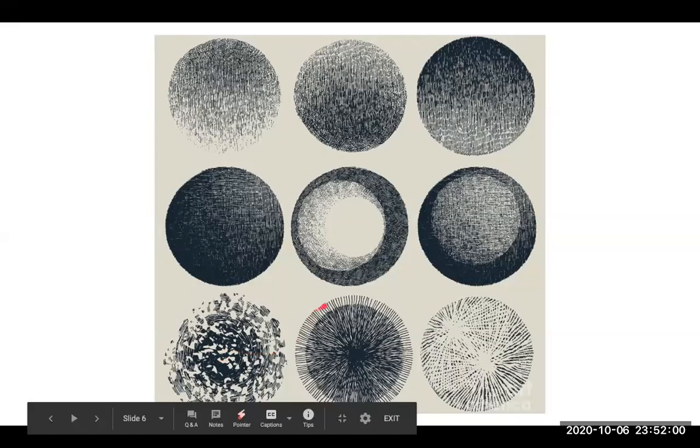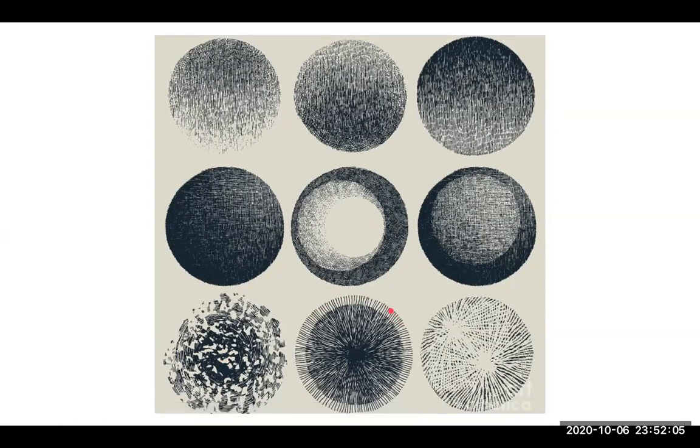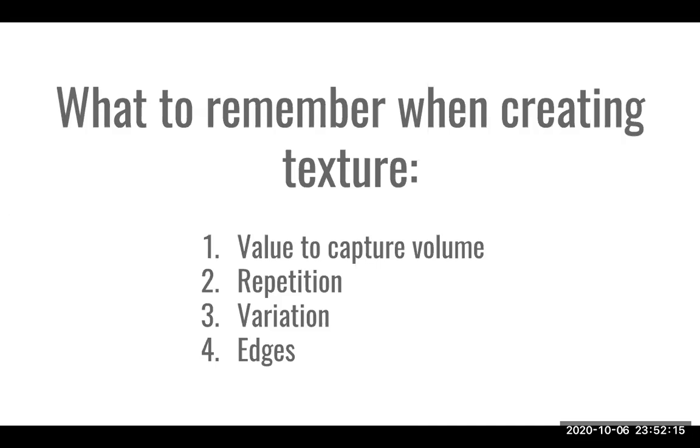And the edges, of course, edges are really important. If you can see the edge of the sphere here, I can definitely kind of get the sensation that it's rather fuzzy. And also repetition, variation, edges, and what else? Value. That's right, what we've been working on this entire time. So these are 4 things to remember when creating a texture: value to capture volume, repetition, variation, and edges.